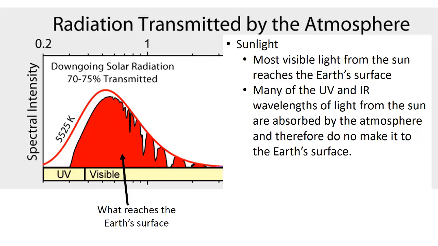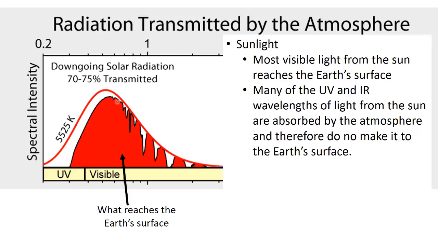So we can actually look at a spectrum, and this takes a little bit of time to dissect, so we're going to walk through it slowly. If you look at this particular figure, you'll see that you have UV light, visible light, and then as it extends down to the right, this is infrared light. The red line is characteristic of all of the wavelengths of light that are emitted from the sun. The shaded red area underneath the big red line indicates which wavelengths of light from the sun actually make their way down to the Earth's surface.